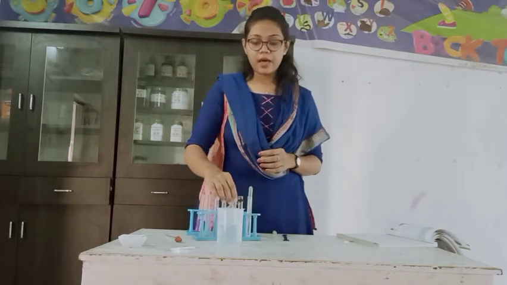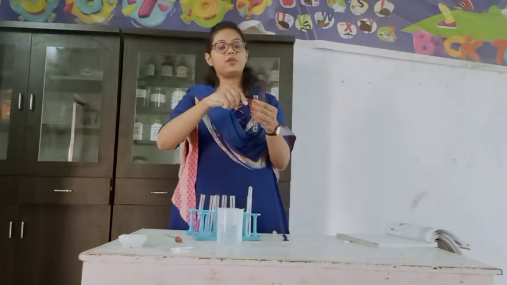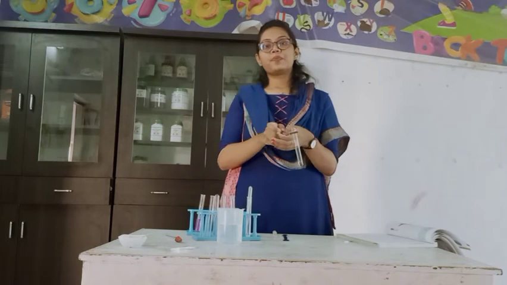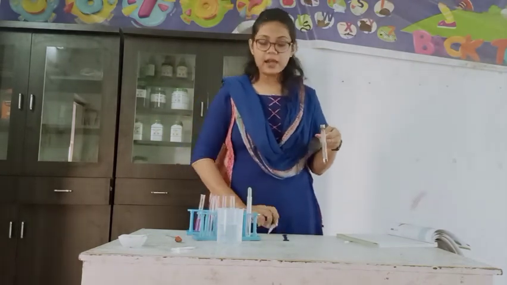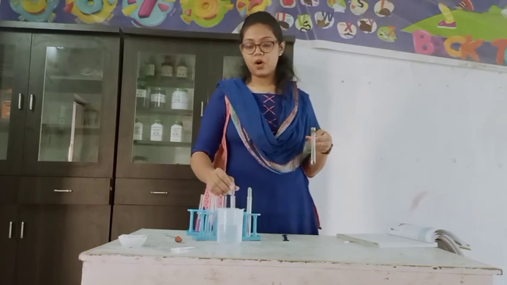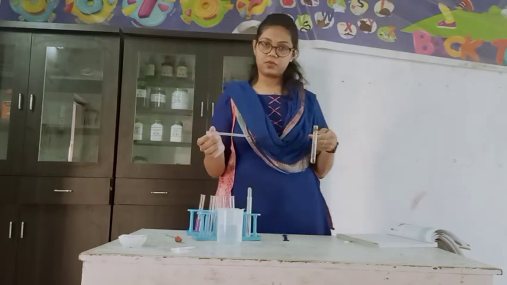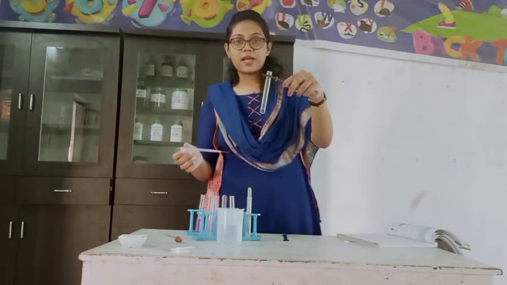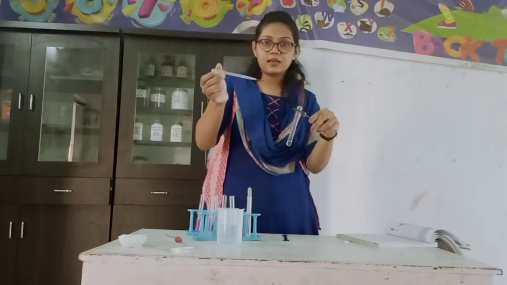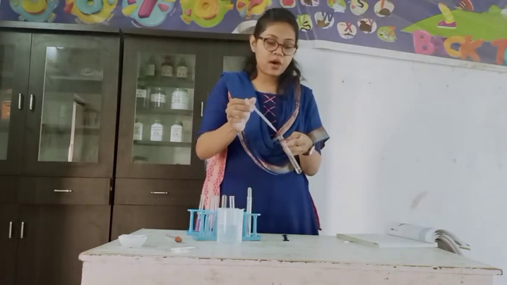Now here I have taken approximately 2 to 3 ml of hydrochloric acid, into which I will add 2 to 3 drops of phenolphthalein. I will add just 2 to 3 drops of phenolphthalein. Just look at the reaction. This is a transparent solution. This is a pink color solution. I am going to add it into this. I will add 2 drops, 1 and 2.